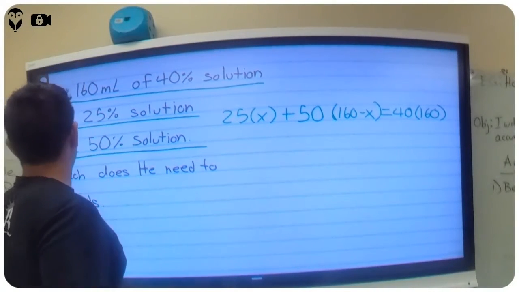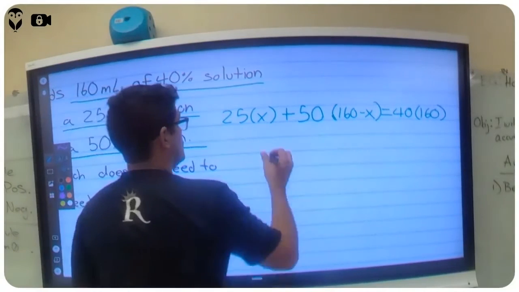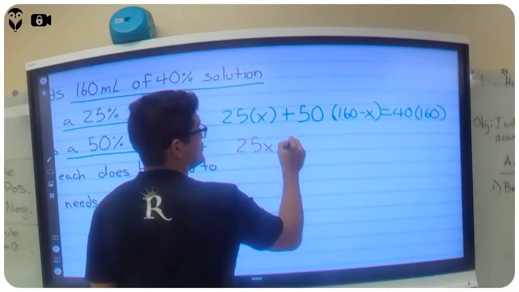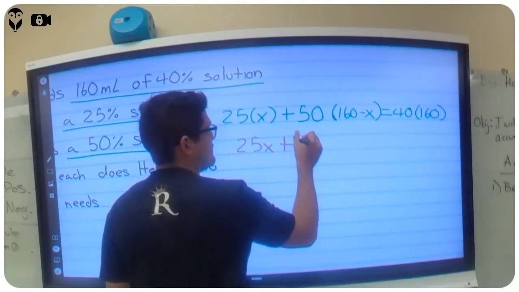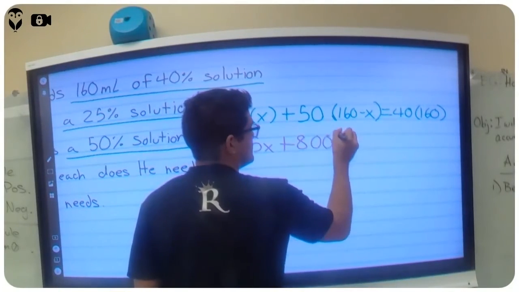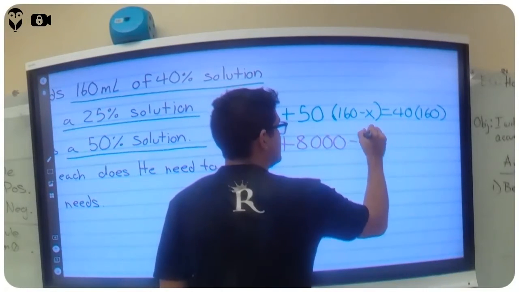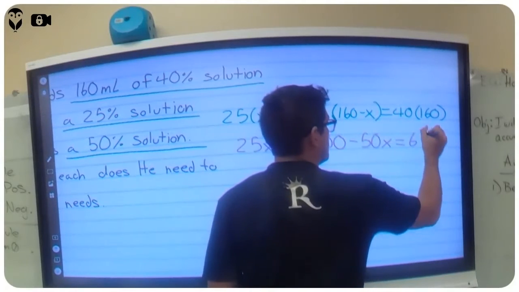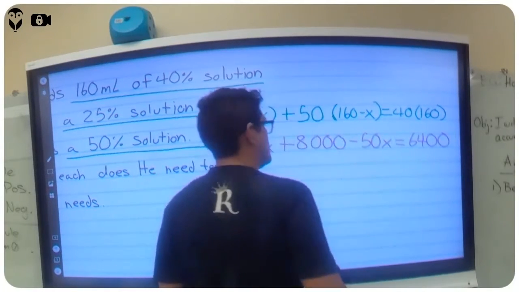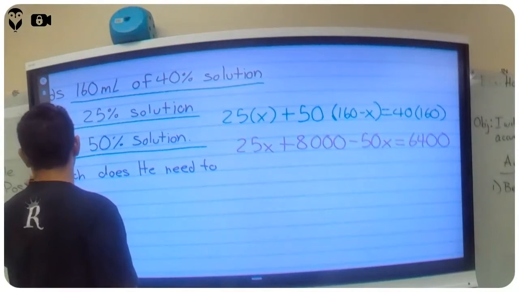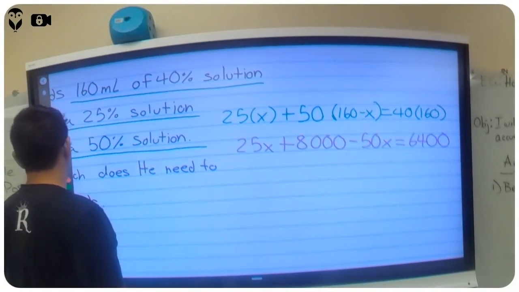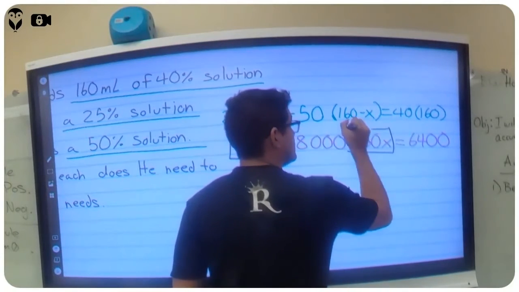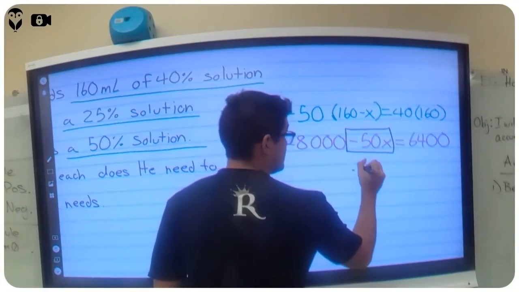Now we're going to solve the problem. We're going to multiply 25 times X, which gives us 25X. We multiply 50 times 160, which gives us 8,000. 50 times minus X gives me minus 50X. And 40 times 160 is 6,400. Now we can combine like terms. I see two terms that we can combine, this one with this one, and that's going to give us negative 25X.